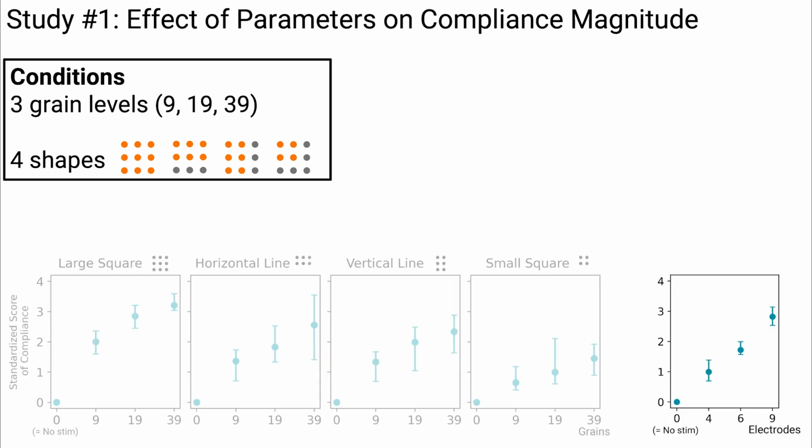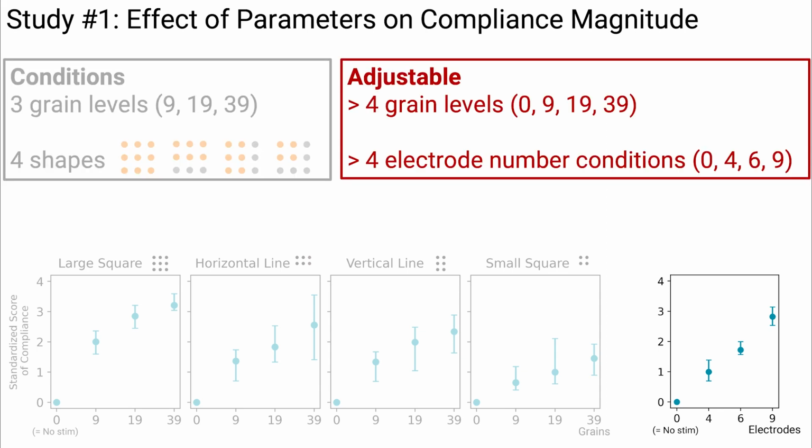Similarly, as for the number of active electrodes in each shape, a significant difference was found between all electrode number conditions. Here, 0 means no stimulation, 4 means small square, 6 means vertical or horizontal lines, 9 means large square. This result indicates our approach can adjust the magnitude of perceived compliance with at least 4 grain levels and at least 4 electrode number conditions.